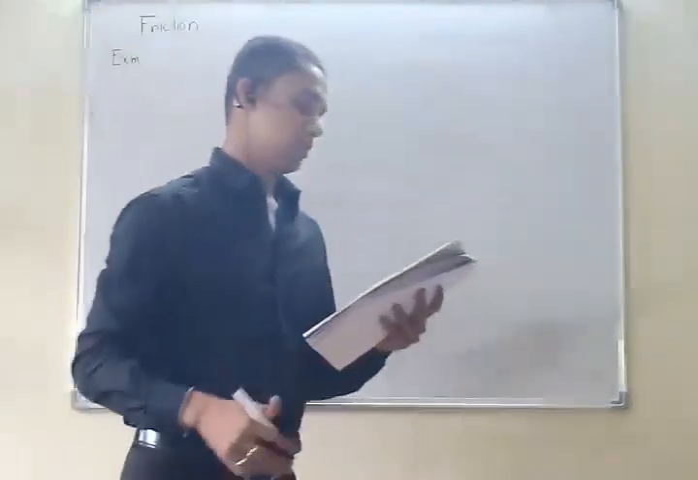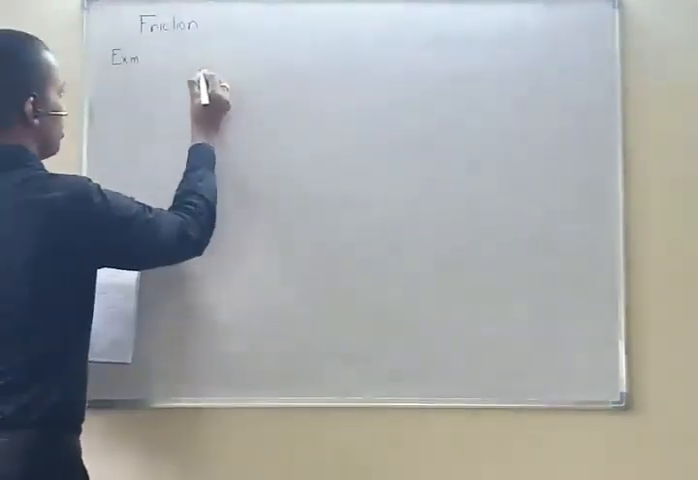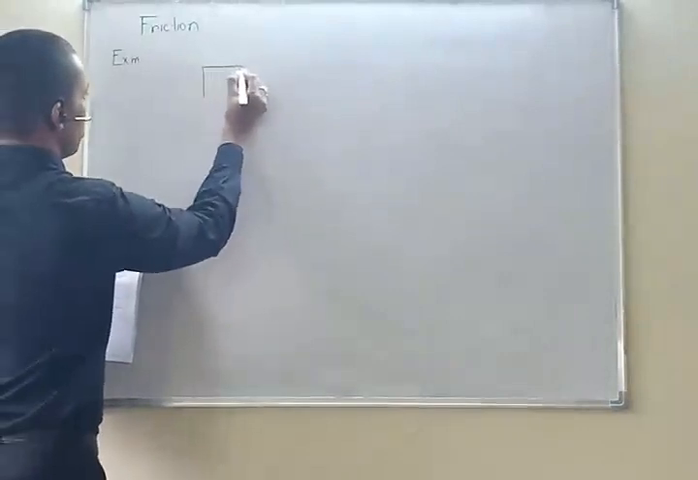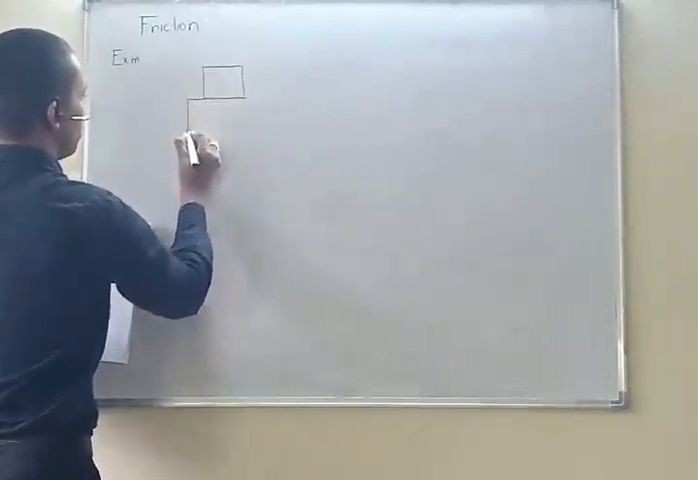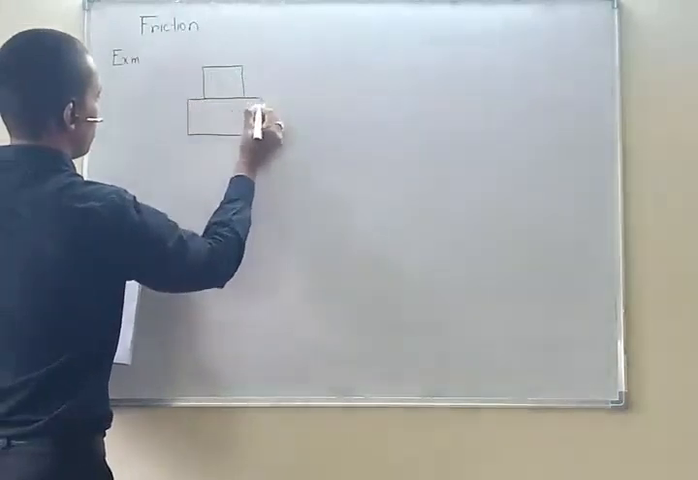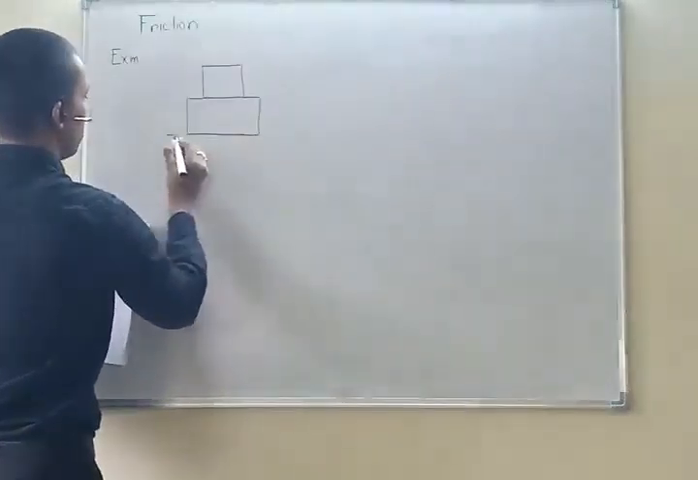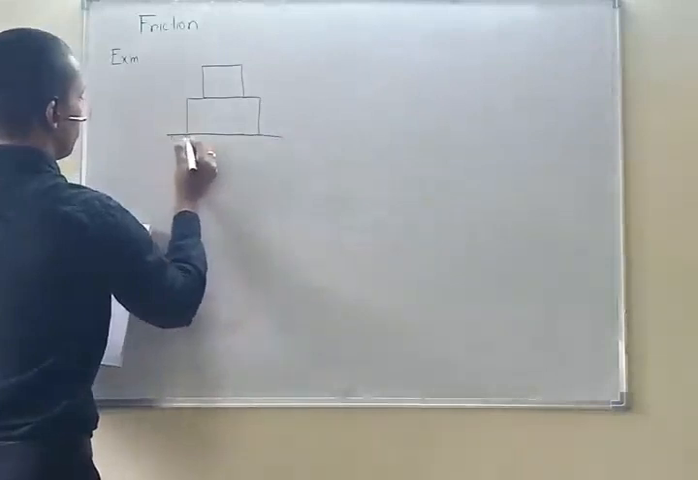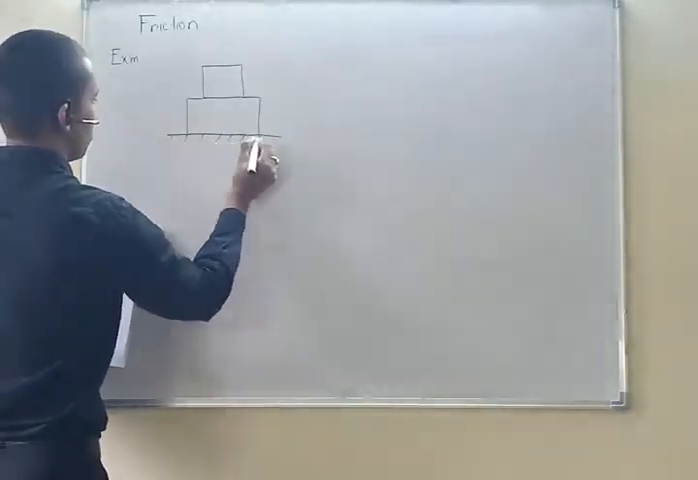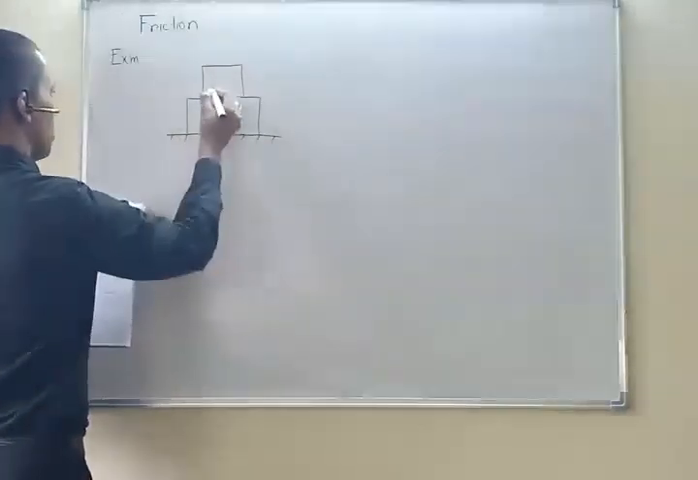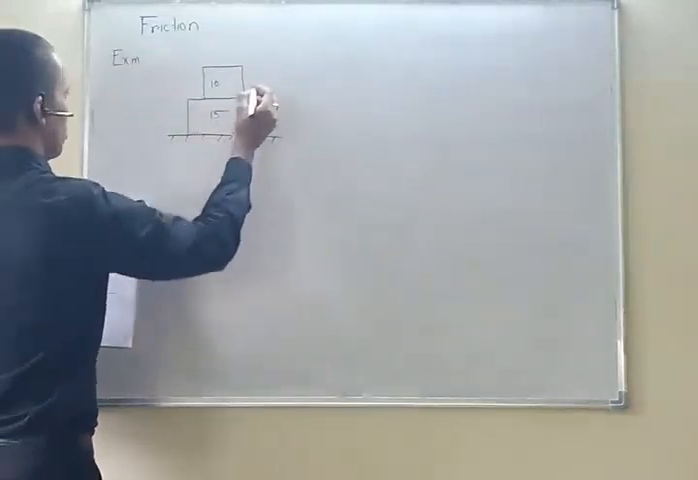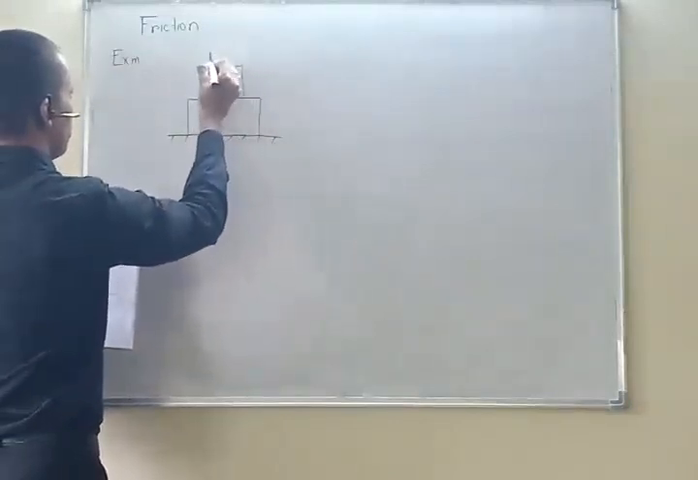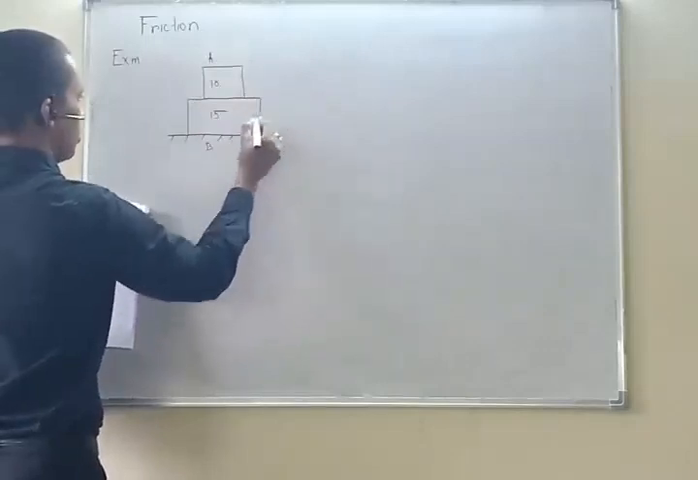Let us make the question a little bit more conceptual. In this case, two blocks are given like this. This is the surface. Ten kg, 15 kg. A, B, F.